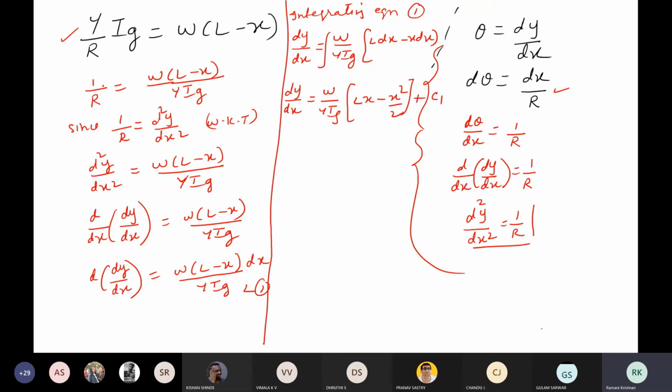Then I took 1 by R. You need not break your head, you can also write directly from this. We know that 1 by R is equal to d square y by dx square. So just substitute and remove it outside so that we can integrate. I got this. C1 is called the constant of integration, whose value we should find.